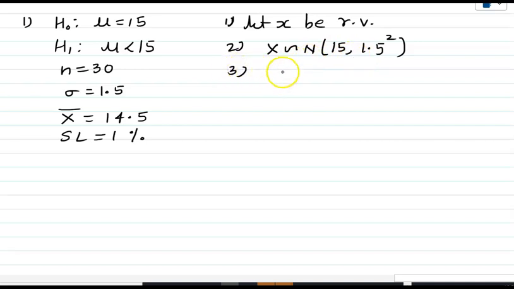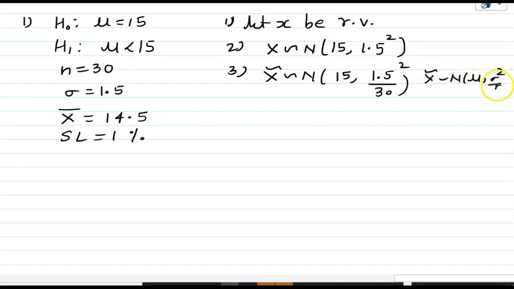Third step, we need to write down for the sample mean. So x bar is normally distributed with mu, which here is 15, and it should be 1.5 squared divided by 30, because the x bar formula is normally distributed with mu and sigma squared over n. Is that okay?